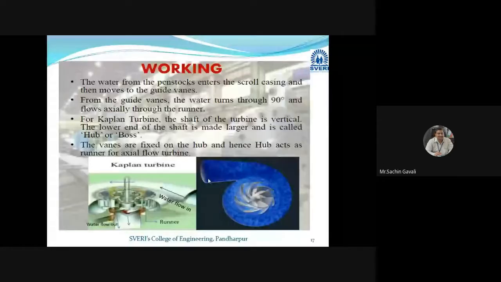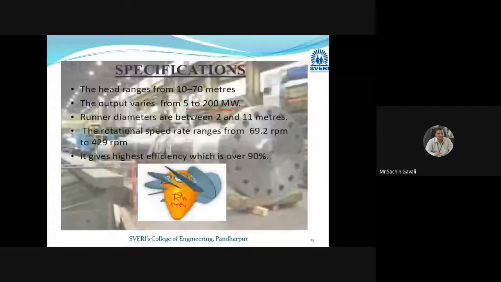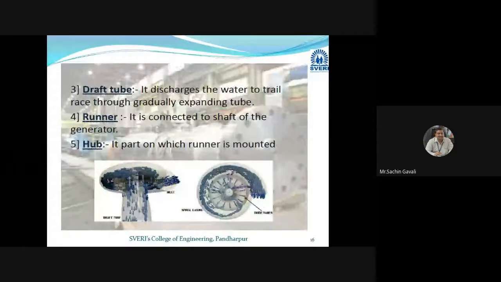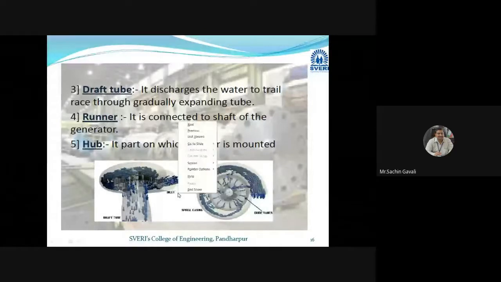So, working. A draft tube is essential because the pressure is decreasing at the outlet, too much, to less than atmospheric pressure. So the water cannot be discharged to the outlet. Therefore, a draft tube is required. The runner is connected to the shaft of the generator, and the hub is the part on which the runner is mounted. So this is the inlet of the Kaplan turbine.